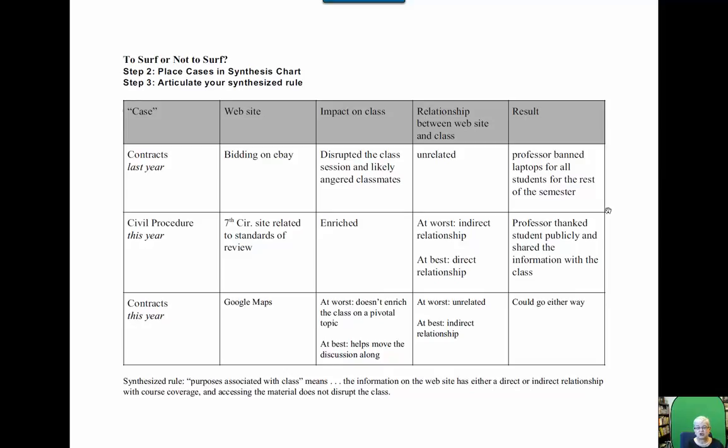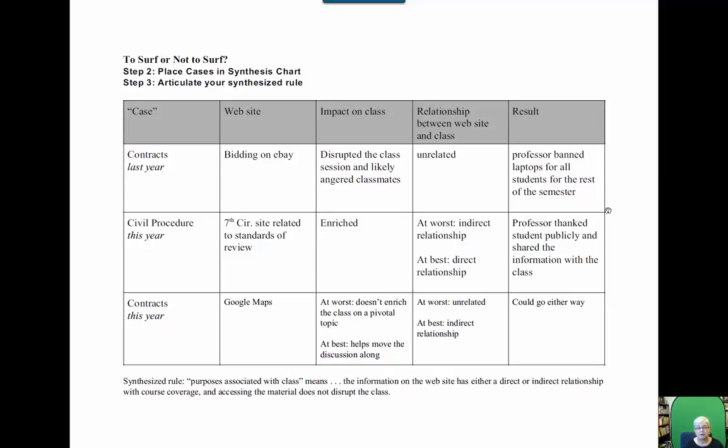This is a synthesis chart. The first column is going to be the cases and the years of the cases and the decision maker. The last column is going to be the result. The result should relate to the specific issue. So for example, if you've got a negligence case, and you're primarily concerned about breach of a duty, then the result needs to be about breach, not about negligence as a whole.